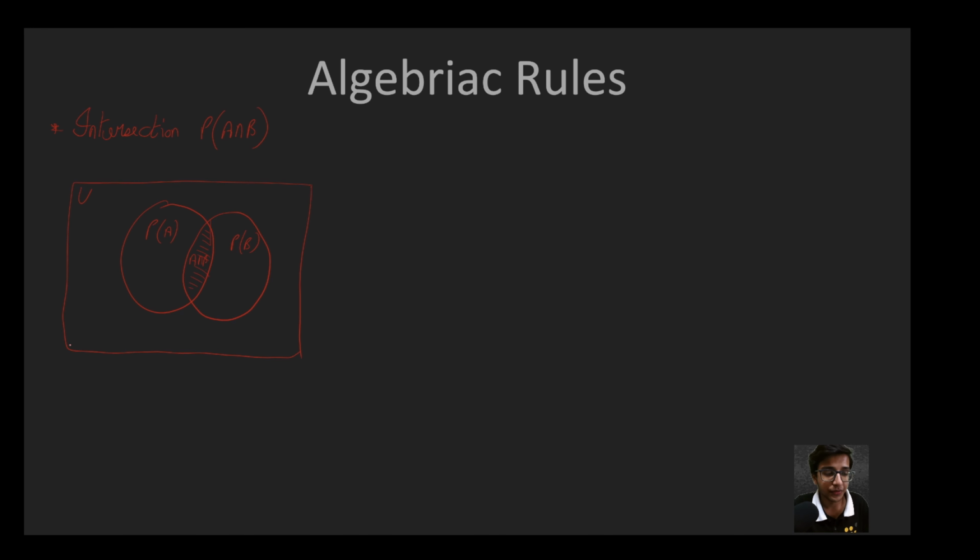Now let's say in the question we were given that these two are disjoint sets, or mutually exclusive. What does this mean? This means that the two sets are far apart from each other, and probability of A intersection B is equal to 0. There are no intersection points between A and B. So you must remember this.